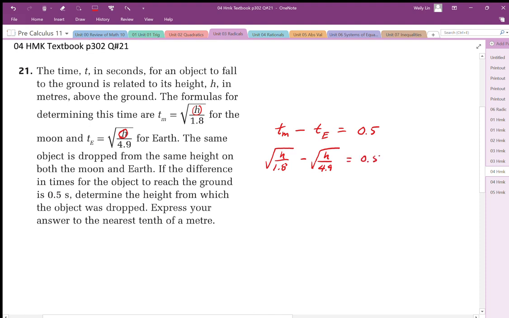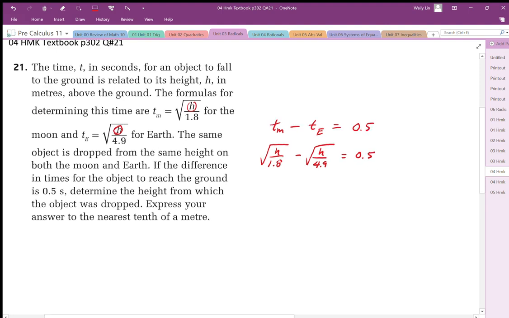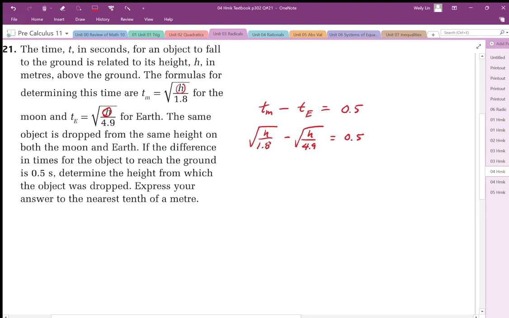So this is a double square root equation. To solve a double square root equation, we need to isolate one of the square roots, square it, and we're still going to have to generate a second square root, which we need to square again. So I'm going to isolate the first square root: the square root of h over 1.8 is equal to 0.5 plus the square root of h over 4.9.